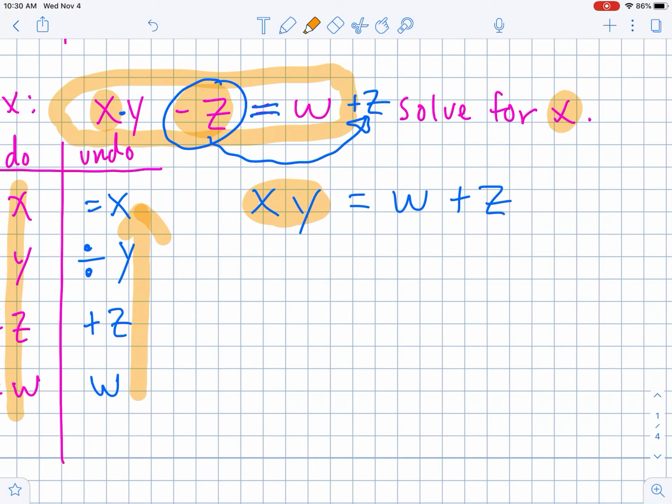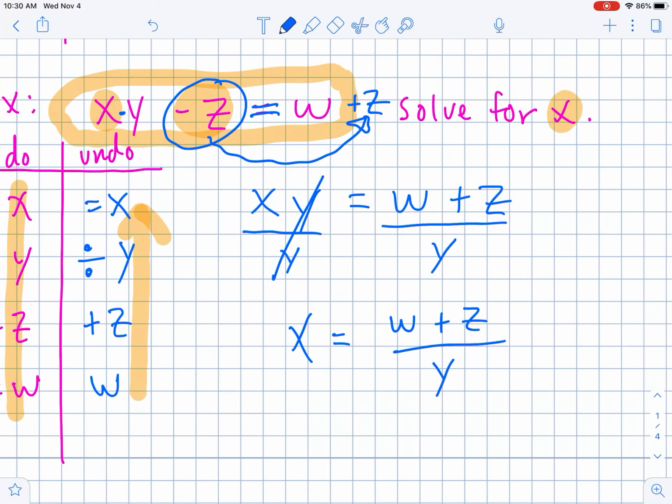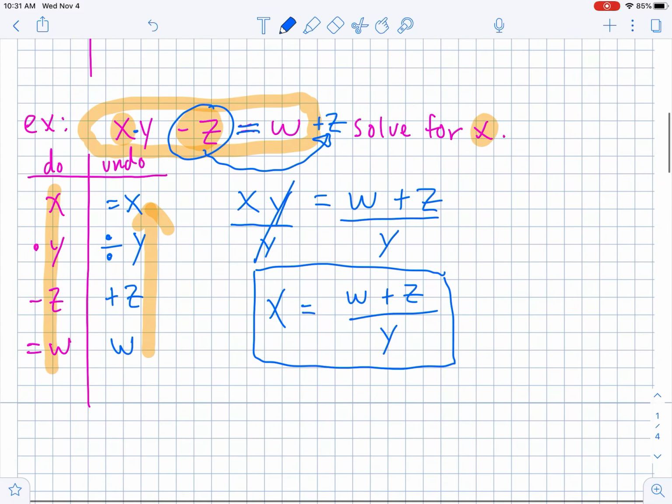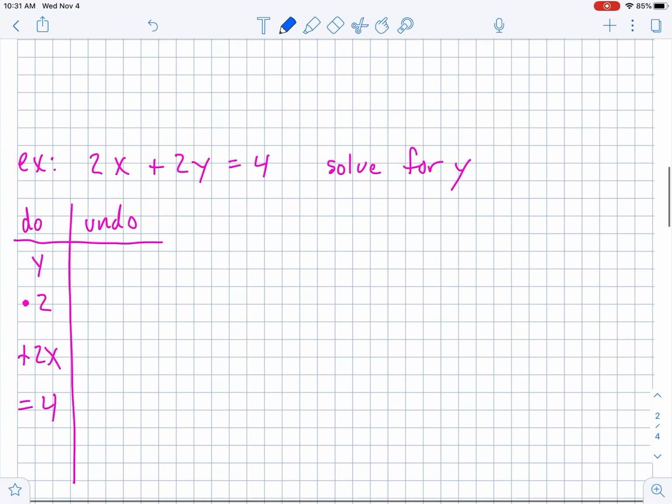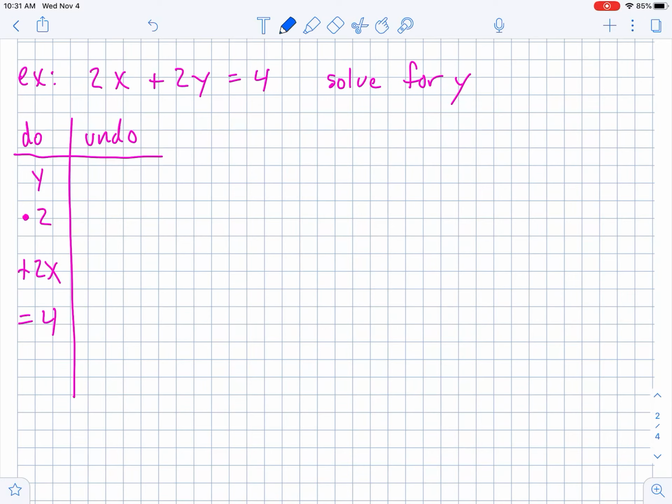Then the next thing is we need to divide by y. Just looking here, x is not by itself because it's being multiplied with y. So we just have to divide both sides by y. If we divide this by y and divide this by y, these y's cancel out and you get x is equal to w plus z over y. And then it is done because you got the x by itself. Remember, if it says solve for x, you just get x by itself and you're good.